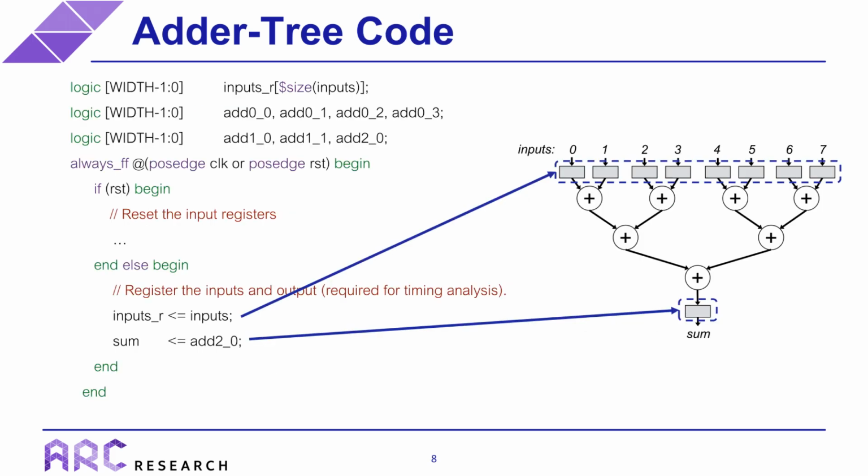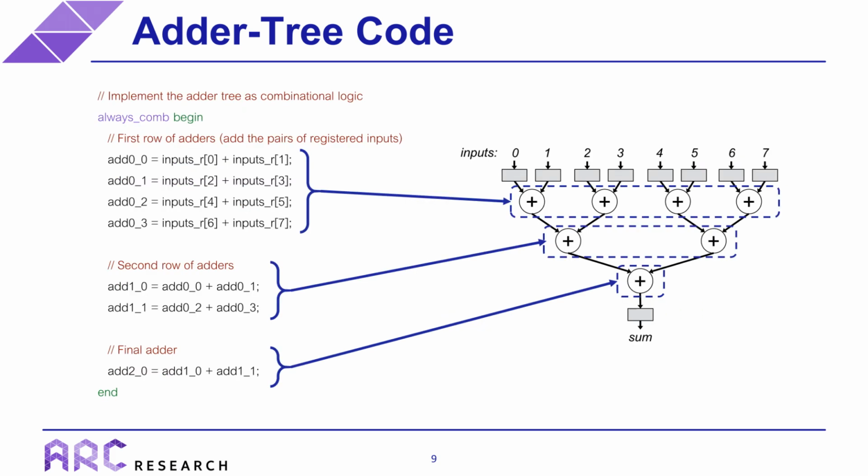So taking a quick look at the code, we can see how this circuit gets synthesized. The code uses an always_ff block that assigns the input array to an internal logic array, which creates registers for the inputs because it is done on a rising clock edge. Similarly, we have the sum output becoming a register because it is also assigned on a rising clock edge.